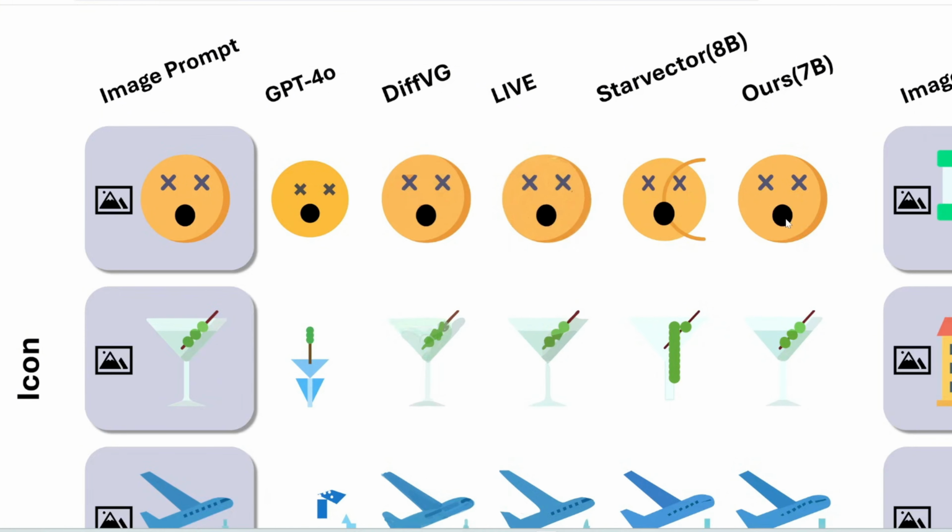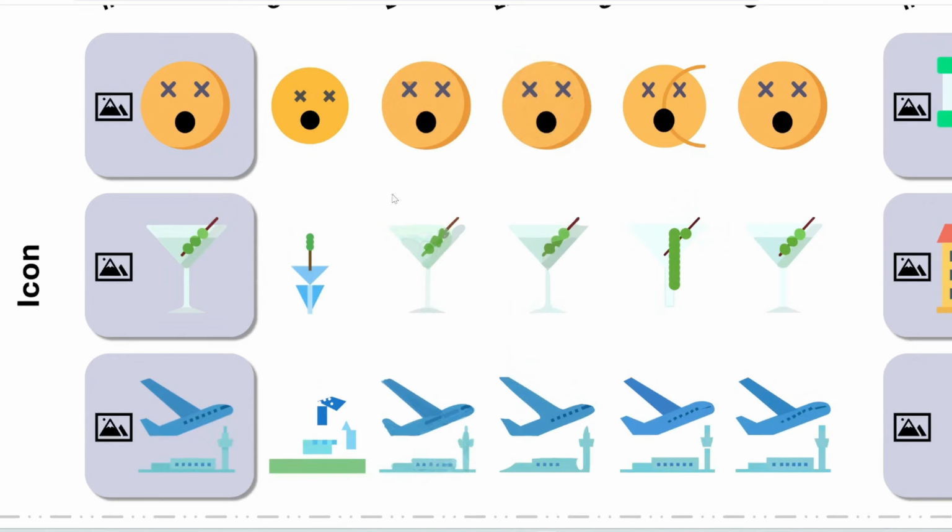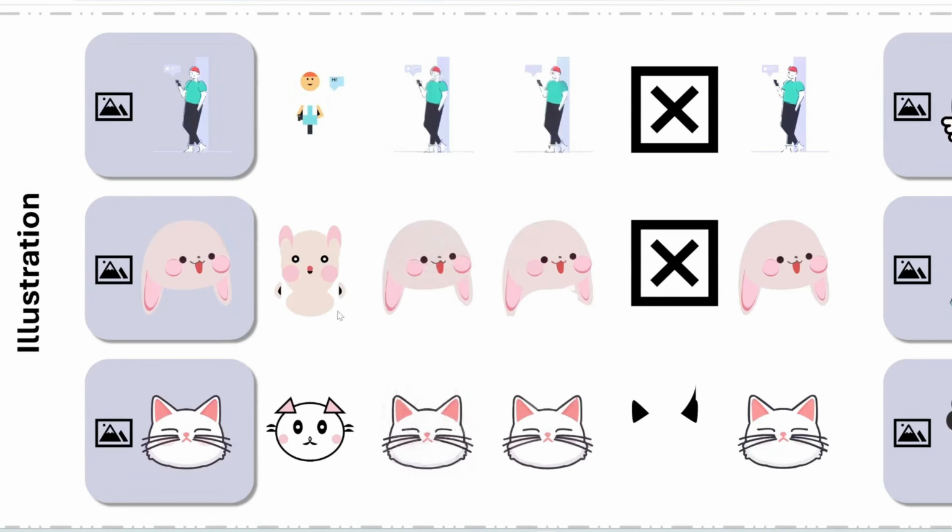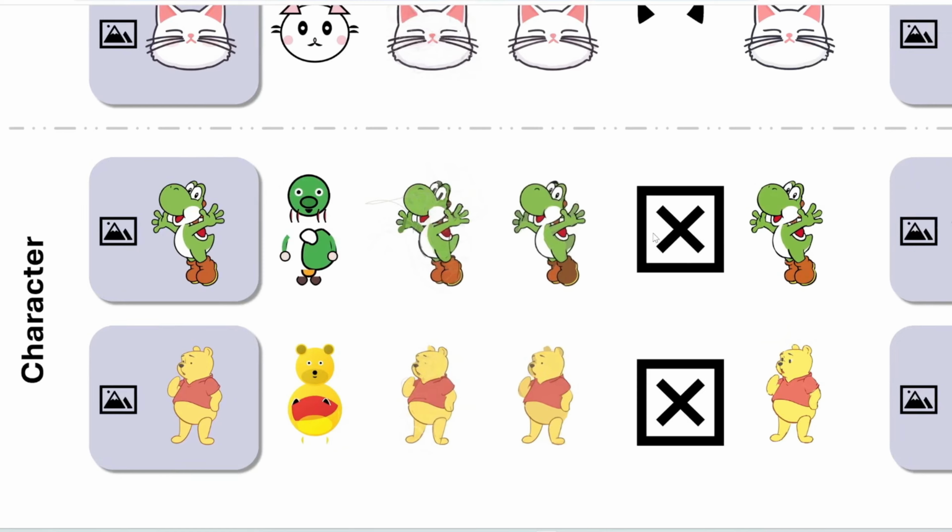So note that this looks the same as the input image. It's just that this is a JPEG, whereas this is a scalable vector. Here's another example. Note that the output looks exactly the same as the input image. And then here are some more examples. Even with a tricky illustration like this, it was able to generate the SVG pretty accurately. And here are some additional examples.